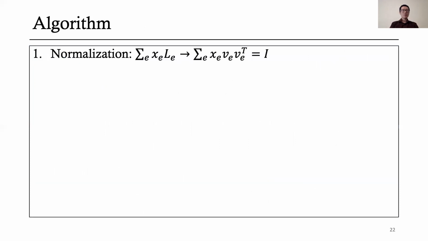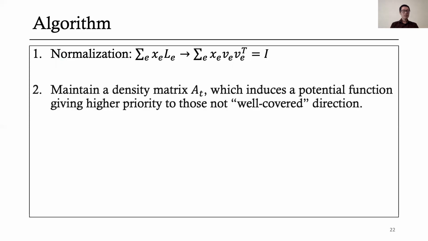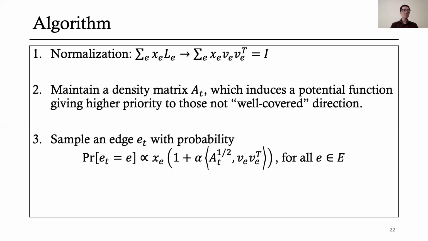In our algorithm, we first normalize the input so that the fractional solution equals the identity. This is convenient because we only need to bound the minimum eigenvalue of the integral solution after this transformation. Then, in each iteration, we maintain a density matrix A_T, which induces a potential function, giving higher priority to row vectors in not well-covered directions. And then in each iteration, we also sample an edge with probability proportional to this term.